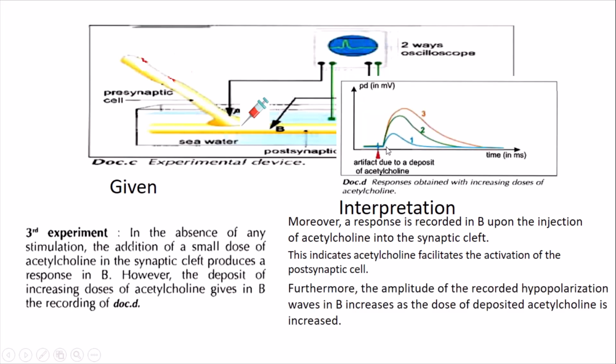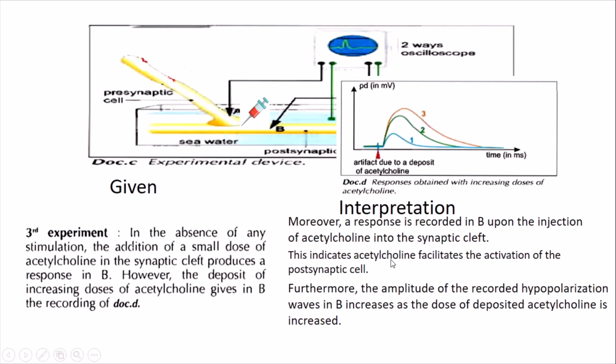So you notice that as we're increasing the dose, what's happening? What are these, first of all? These are, yes, you guessed it, hypopolarization waves or a graded potential. You remember we said that a graded potential is a potential with variable amplitudes. So the amplitude of these waves is increasing as the dose is becoming higher. So the analysis would be, furthermore, the amplitude of the recorded hyperpolarizations or responses in B increases as the dose of deposited or injected acetylcholine is increased.